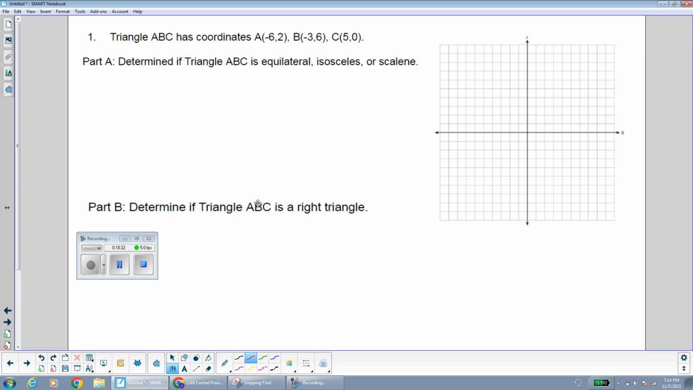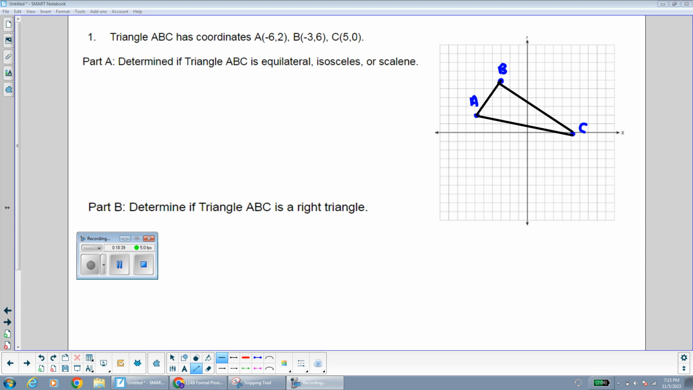And yes, you do need that to get full credit on a coordinate geometry proof. I'm going to just take a second and graph the triangle so we could see it better. And I see that in part A, we're determining if triangle ABC is equilateral, isosceles, or scalene.